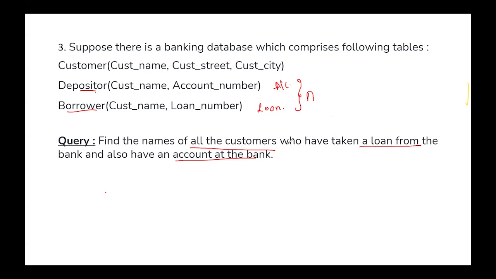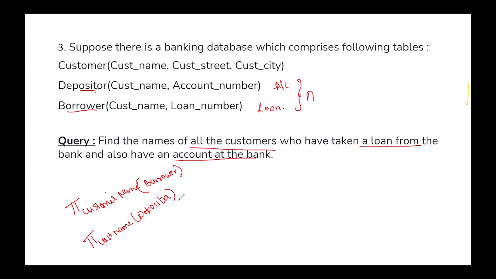Whenever you get a query, make sure that you understand the query first. Find the names of all the customers who have taken a loan from the bank. So how do I do that? Loan is nothing but borrower. I will say project customer name from which table? Borrower table, isn't it? That is the answer for the first question. Next, it is saying have an account at the bank. So first let us simply find out who has an account at the bank, isn't it? So customer name inside the depositor.